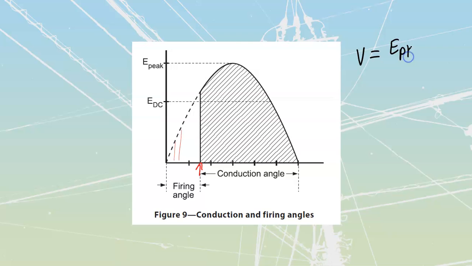So E peak is what we would normally have for this, multiplied by 1 plus cos alpha. That's the Greek letter alpha over there, all divided by 2 pi. And this 2 pi is indicative of the fact that this is in radians, or the amount of the circle that this is going to be part of.